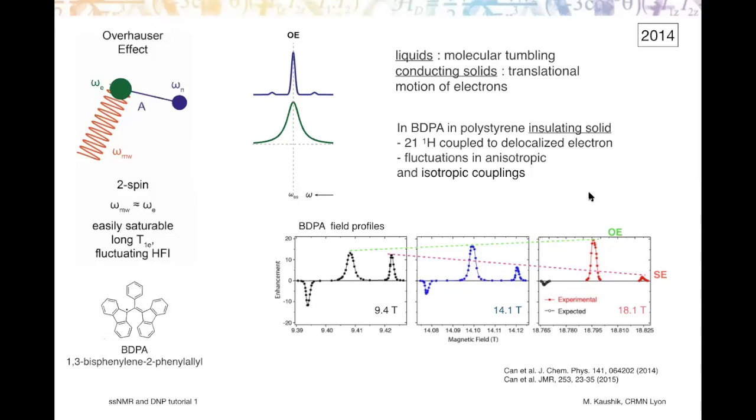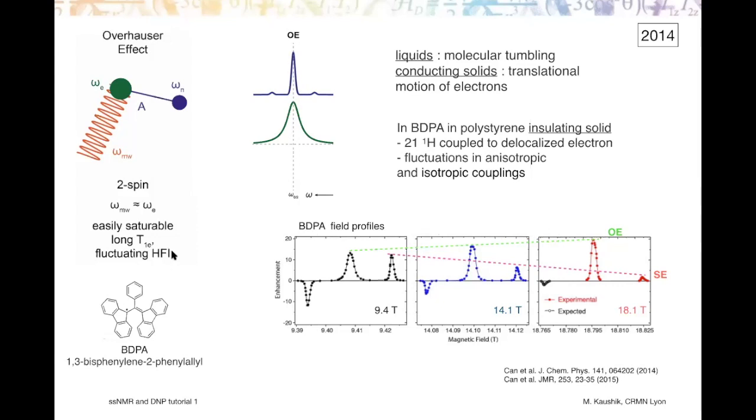This case is special for BDPA because BDPA has a delocalized electron that is coupled with protons present in the organic structure, and there is fluctuation in anisotropic and isotropic couplings that lead to the fluctuating hyperfine interaction, which is essential for the Overhauser effect.